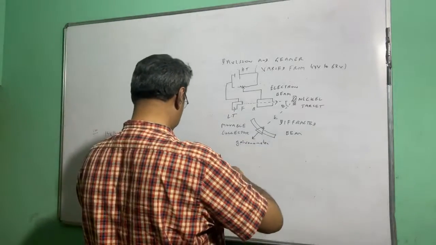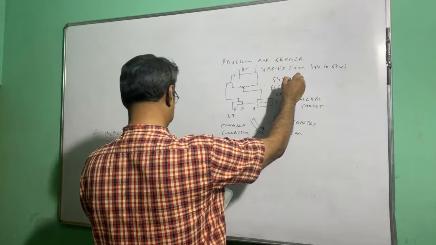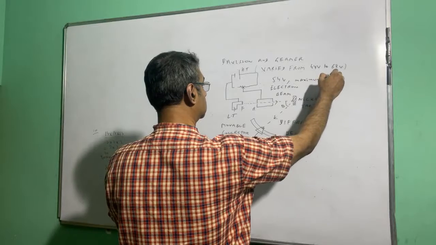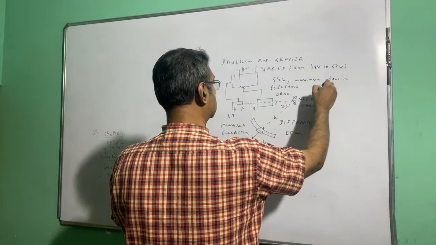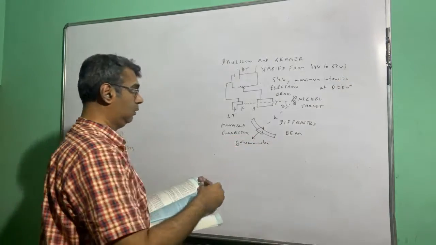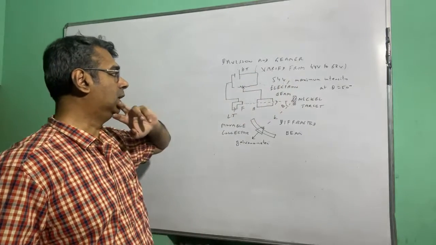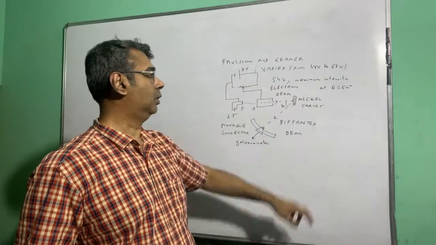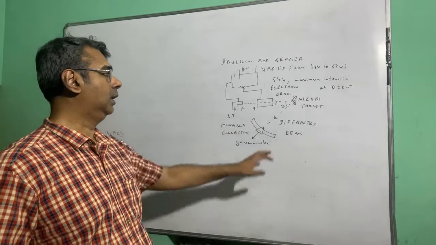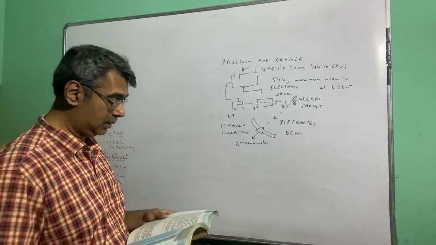So it was found that when the voltage was 54 volt, then we got maximum intensity for angle equal to 50 degree. So at 54 volt, the maximum intensity of the diffracted beam came when theta is 50 degree.